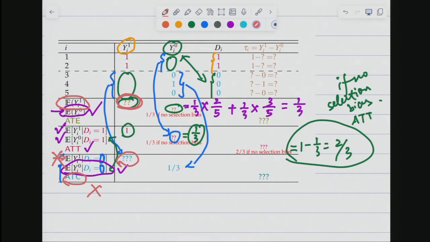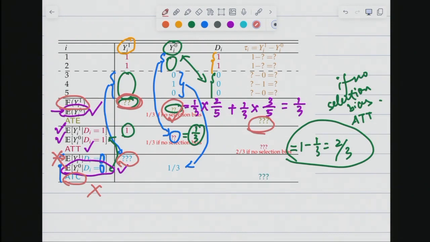And therefore, although we can identify this cell if there is no selection bias, we will not be able to compute the difference because there is still one value missing. So no selection bias does not imply no selection on returns, because we can't compute the ATE. Then we never know whether ATT is equal to ATE or not.